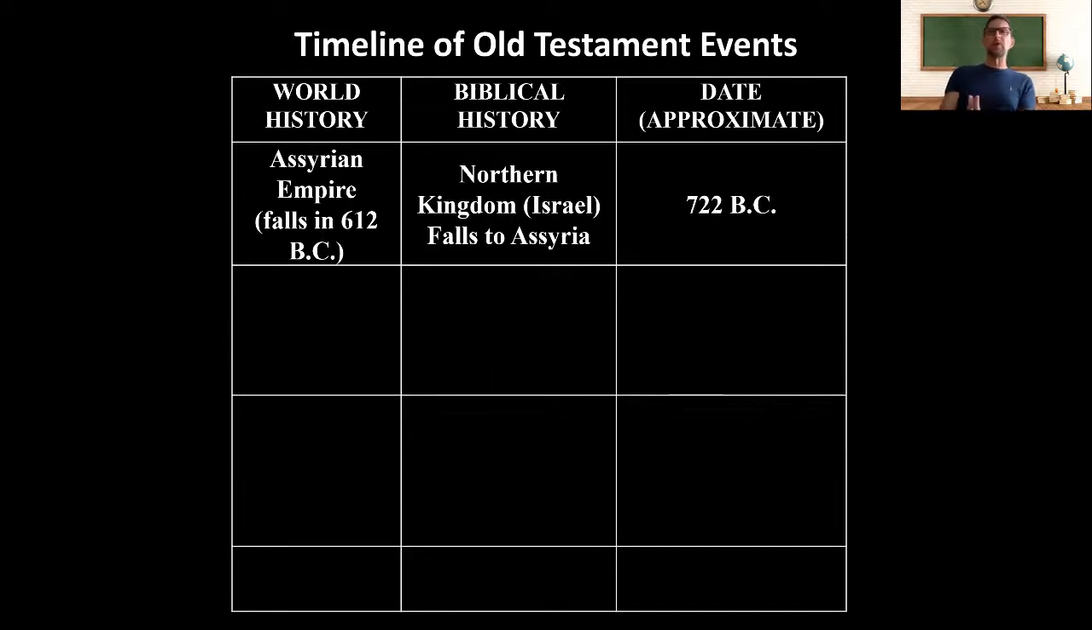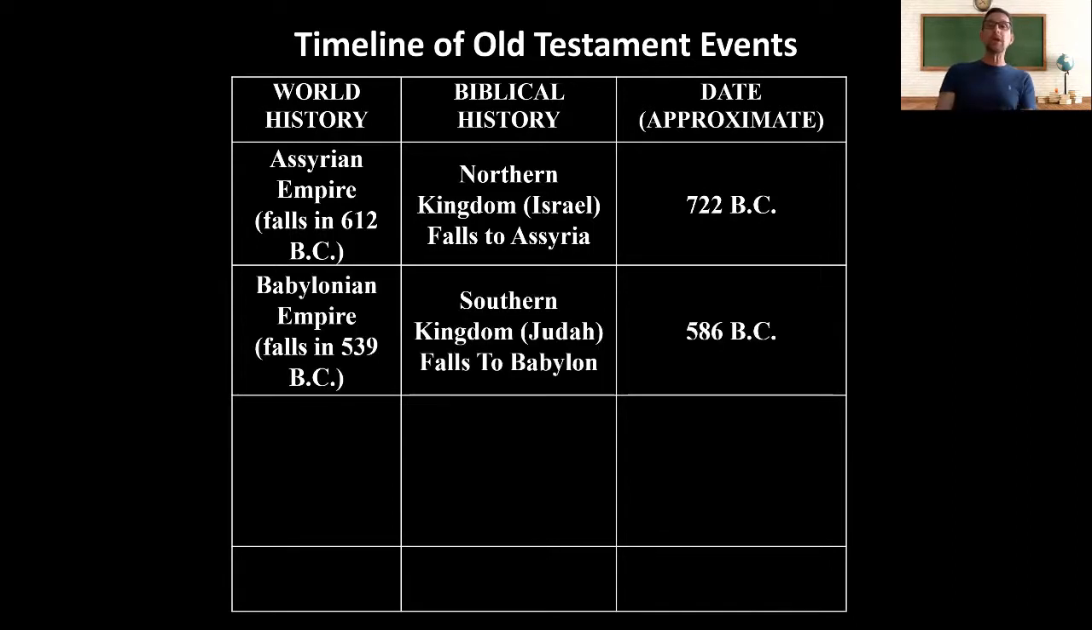The Assyrian Empire continues to remain strong. It finally falls in the year 612 BC. And the northern kingdom of Israel, remember, it's split into two parts. The northern kingdom known as Israel, the southern kingdom known as Judah. Well, the northern kingdom of Israel eventually falls to Assyria in the year 722 or 721, some think, BC. It could have been over a period of those 2 years.